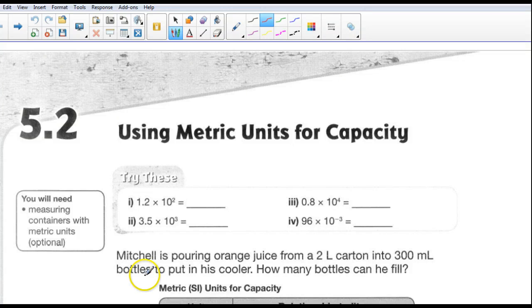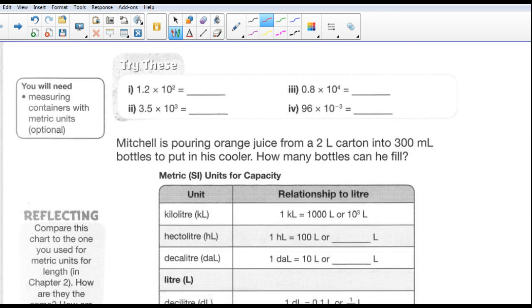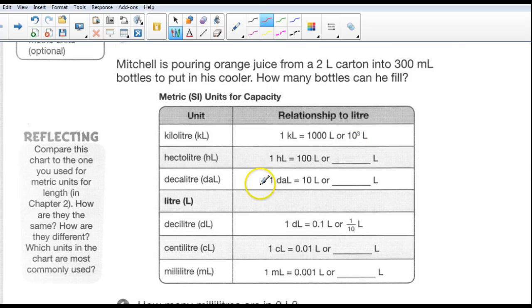Okay, this is 5.2, using metric units for capacity, not imperial, but metric. Okay, and we're talking about capacity still. All right, so what are the units for capacity in the metric system? Well, if you look down here, you can see that our basic unit is a liter.